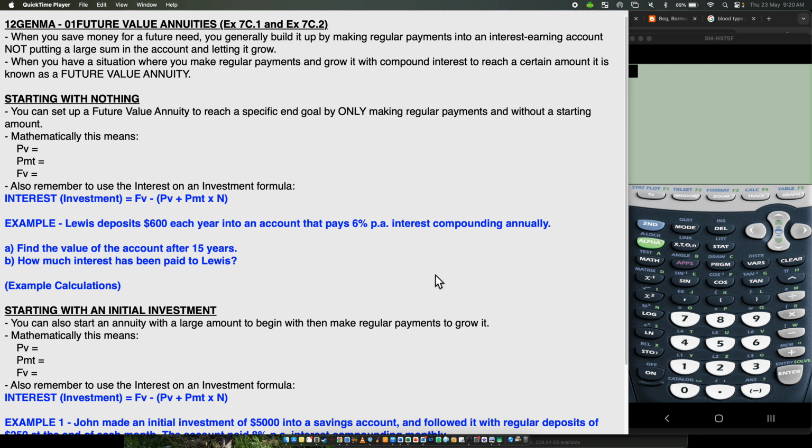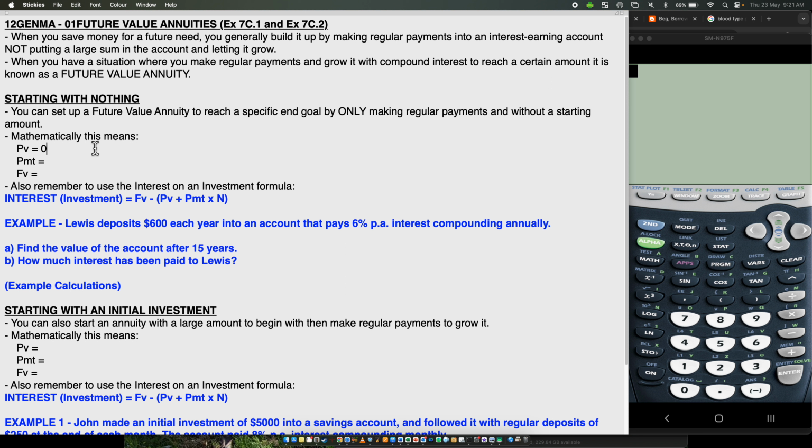That's what an annuity is, okay? When you have a situation where you make regular payments and grow it with compound interest, it's known as a future value annuity. We have to deal with two different kinds of situations, starting with nothing and starting with something. You can set up a future value annuity to reach a specific end goal by only making regular payments without a starting amount. So mathematically, if you're not starting with anything in the bank, what would PV be? Zero. You didn't chuck anything in there to start off with.